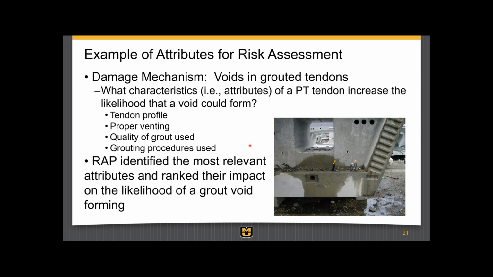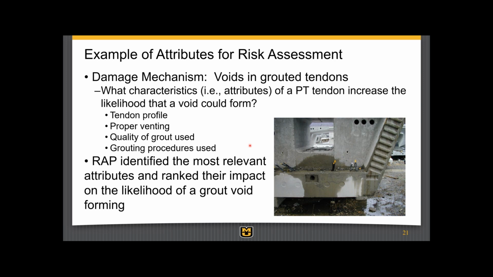So if you look, for example, at a damage mechanism that we talked about, like voids in grouted tendons. What are the characteristics or the attributes of a post-tension tendon that would increase the likelihood that a void could form? And so they came up with 4 attributes here: tendon profile, whether or not there's proper venting in the tendon, the quality of the grout used, and the grouting procedure used. Those are all things that could contribute. And if we had those as attributes, and then we had some criteria for scoring them, that would be the initial part of building this model for this particular damage mode.